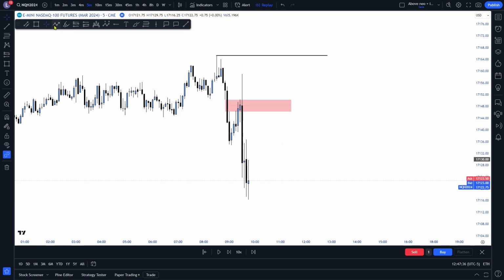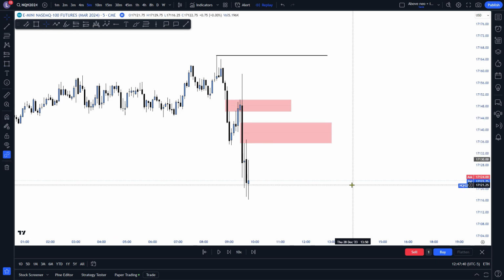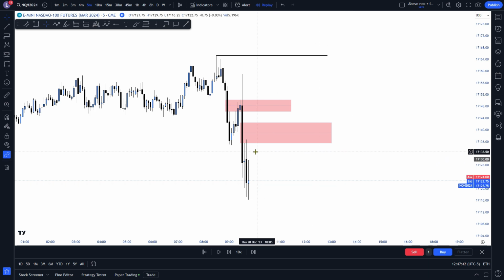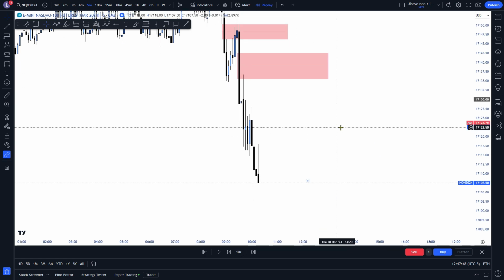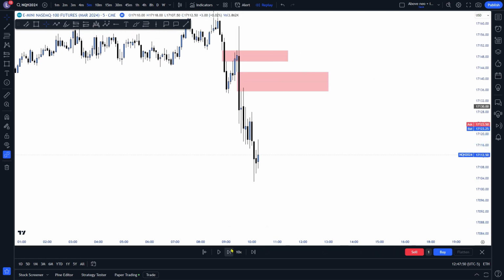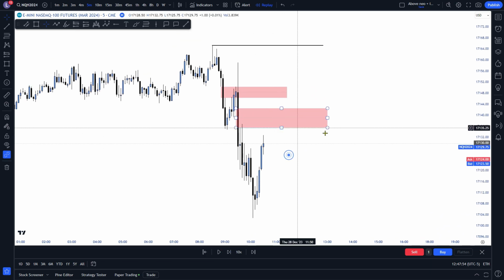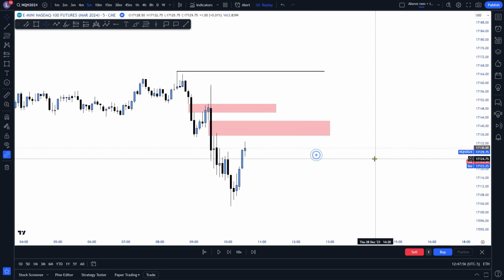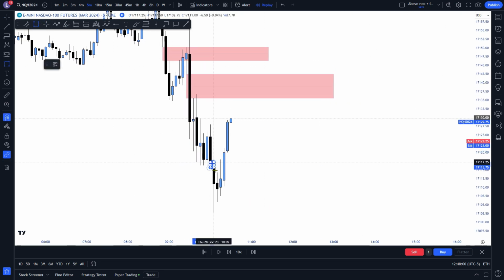Then what happens? We get another 5-minute fair value gap right here. And what are we doing? We are still just respecting this 5-minute fair value gap, and we keep pushing down. So you might be saying, all right, this is cool to know what's happening, but how do I know if price action is going to go the opposite way? What happens here? We create another 5-minute bearish fair value gap, okay?